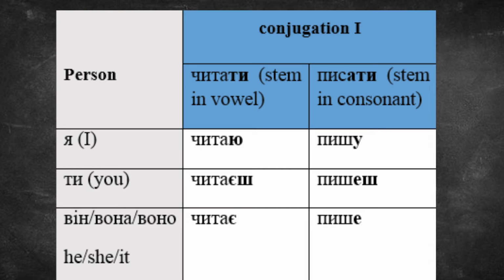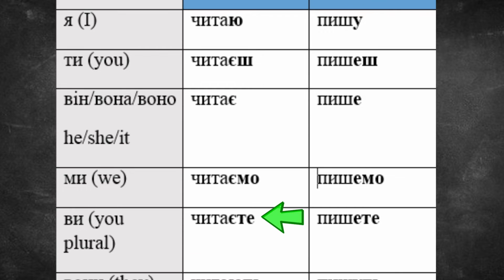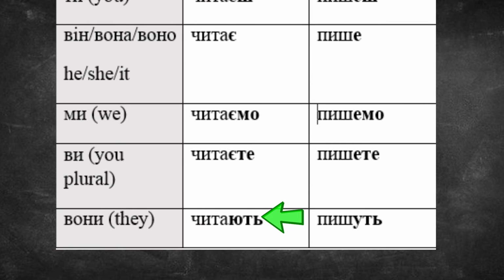Okay, the next. Conjugation 1. We will look at this conjugation with the example of the word to read. So, to read in Ukrainian читати. Читати. Stem ends in a vowel. So, я читаю, ти читаєш, він читає, вона читає, воно читає, ми читаємо, ви, it's more polite, ви читаєте, вони читають.